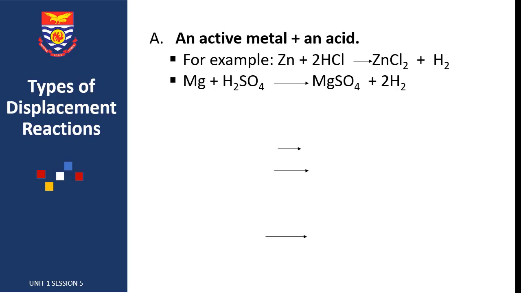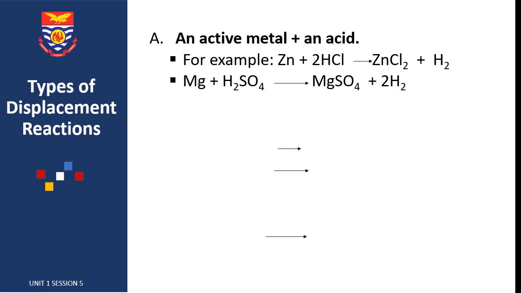So this is a method that you can use in preparation of salt, and you can also use in preparation of hydrogen gas mostly. Why did we say active metal? Now, on the activity series, not every metal would displace hydrogen. So once again, get the activity series and go through.